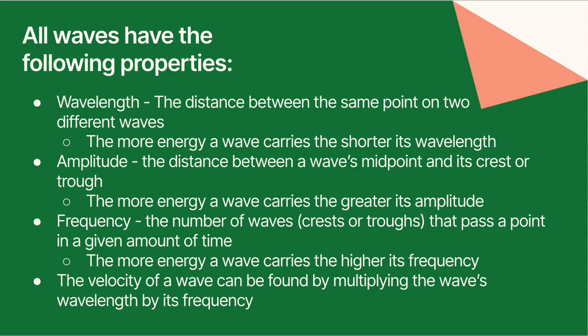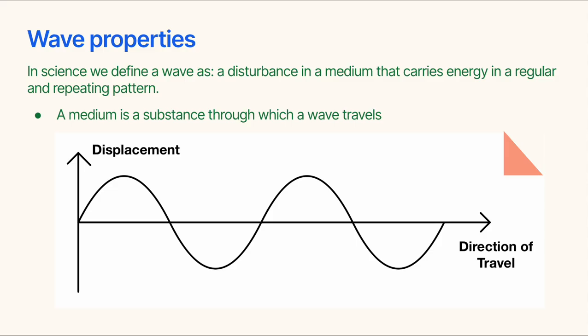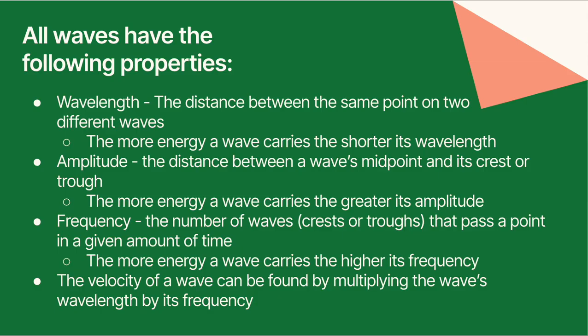Amplitude is the distance between a wave's midpoint and its crest or its trough. So again, looking back at our image here, from the top of the crest to the midpoint or from the bottom of the trough to the midpoint is considered the amplitude. This also changes with the amount of energy, and it's going to get taller or deeper, depending on your definition, the more energy that the wave is carrying.